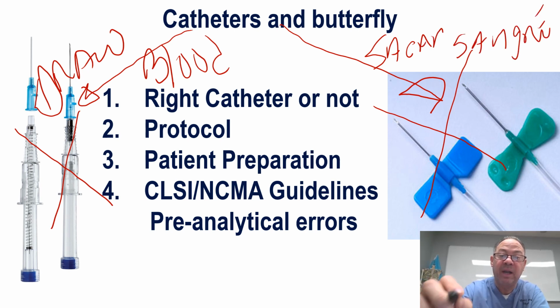I know, even my handwriting is messed up. But what I'm saying is that butterfly and catheter, they were not meant to draw blood. That was not what they were created for. They were created to infuse.